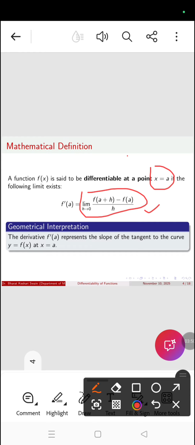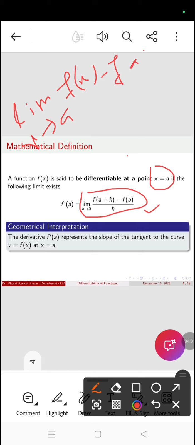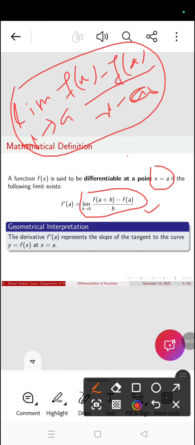Otherwise, you can also define it like this: limit x tends to a, f of x minus f of a, divided by x minus a. If this limit exists, then also you can say that your function is differentiable. This is actually the main definition. If this limit exists, then the function is differentiable at point x equal to a.